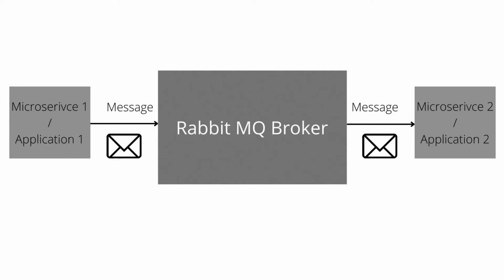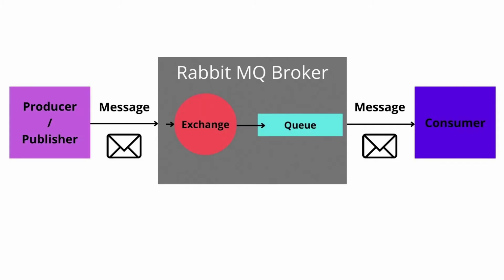Now let's take one step further and see some more technical terms. So we have a producer or a publisher. The producer produces the message to the RabbitMQ broker. If you notice, we have two different entities inside the RabbitMQ broker, which are the exchange and the queue. When the message is produced by the producer, it will first arrive to the exchange, and then the role of the exchange is to route that message to a specific queue.